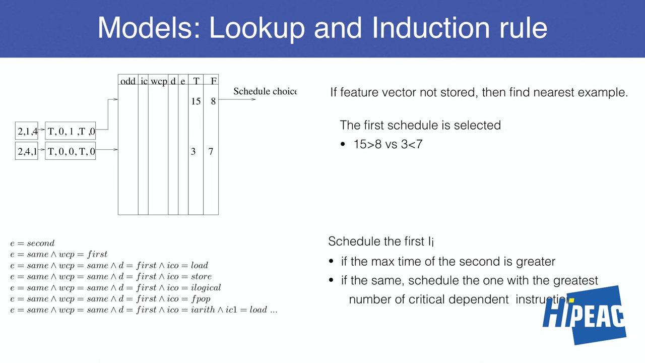You just remember what you did last time, and the key issue is you say, hey, what did I have last time that looks similar to now? You go in there for that particular schedule, you look at the odd EC, look at 15 and 18, you make a decision. So that's it. 15 is greater than 8, so let's do that one.